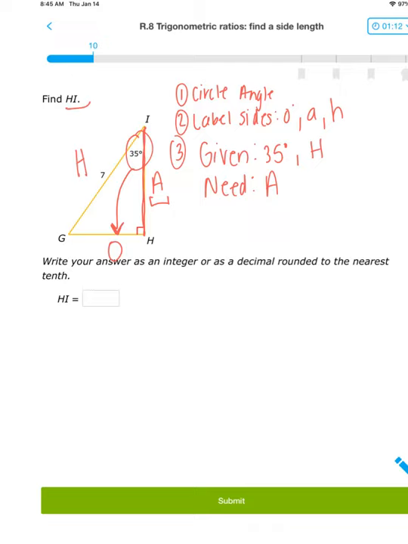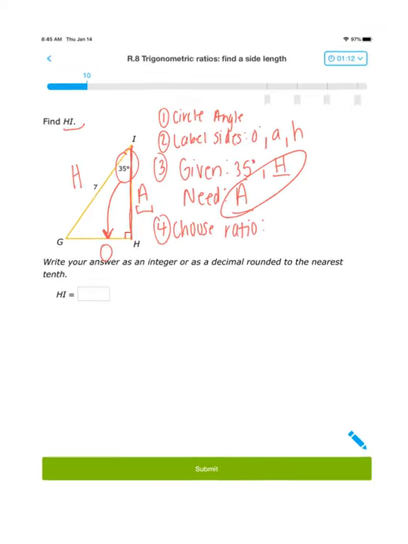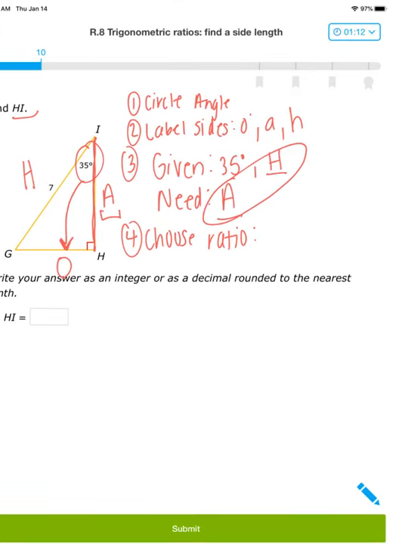Then I need to relate those two things. How do I relate H and A? What ratio brings those two things together? So that's step 4. We're going to choose our ratio. So that means we're either choosing sine, cosine, or tangent. Well, we want to know which one relates A and H. So remember, SOH CAH TOA, the one that has A and H is CAH. So I'm going to choose cosine.